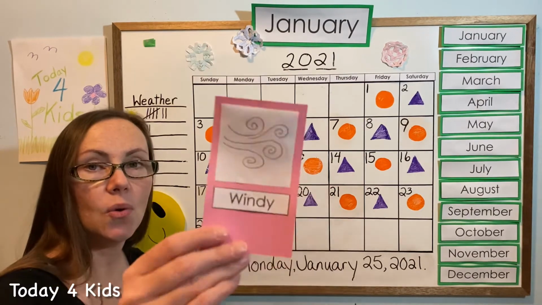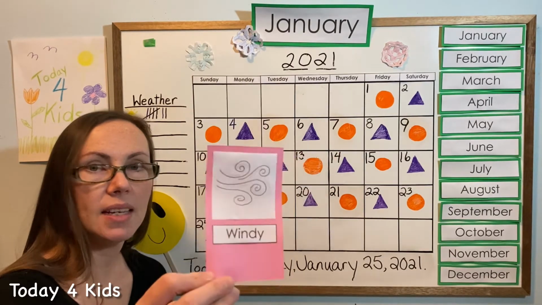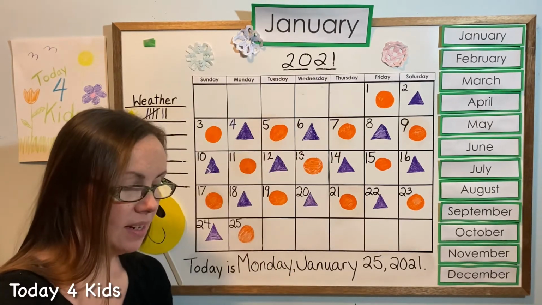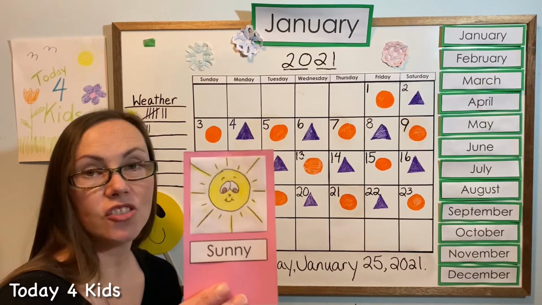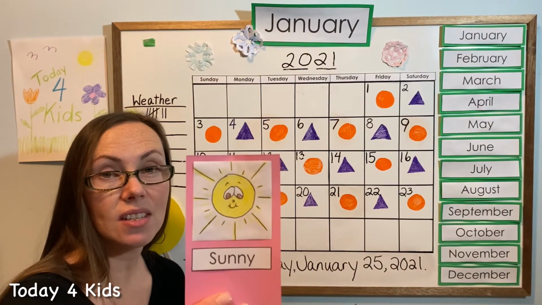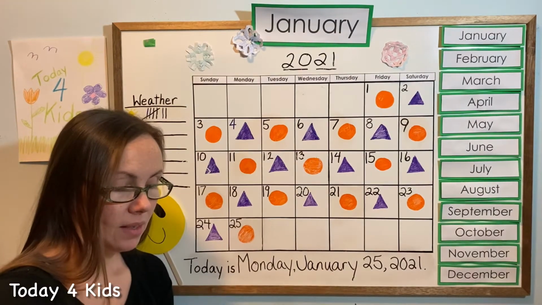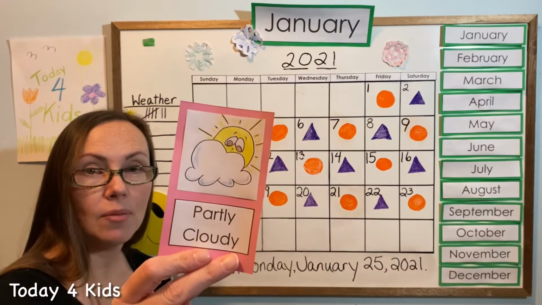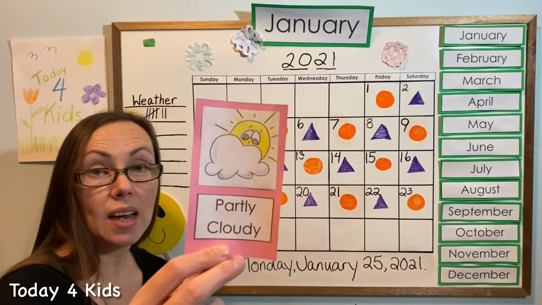What about windy? Is it windy where you are? It's not windy where I am today. What about sunny? Is the sun shining where you are? The sun's not shining here today. I see lots of clouds in the sky and I don't see the sun at all. Then we have partly cloudy, partly sunny, but I don't see the sun at all. So this one doesn't work for me either. Does it work for you?